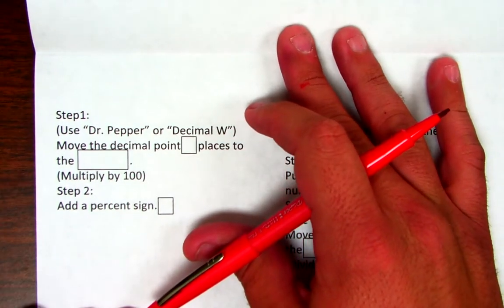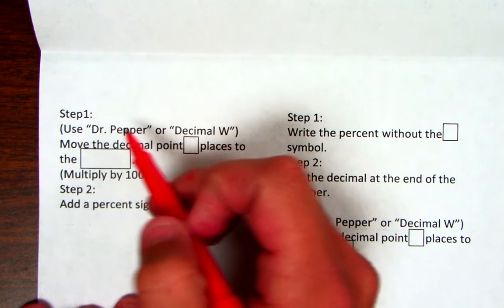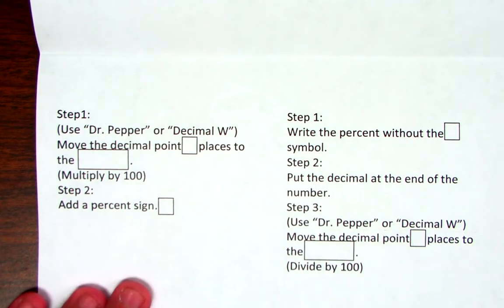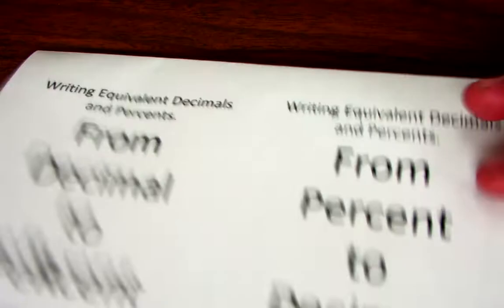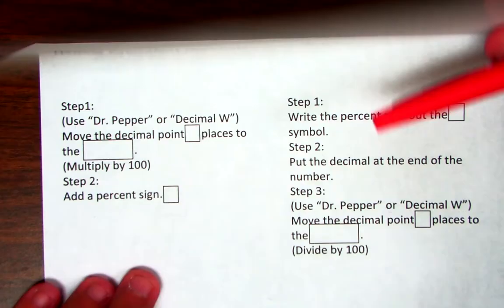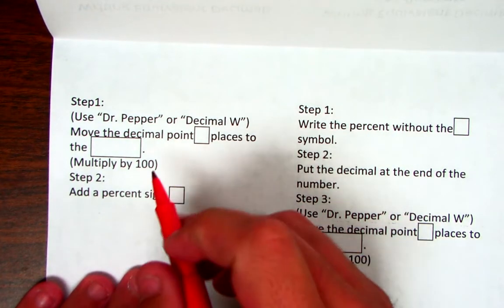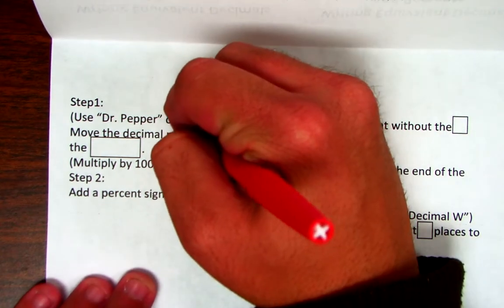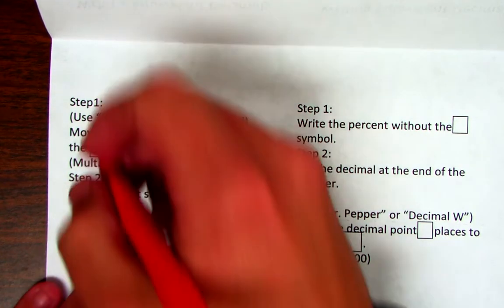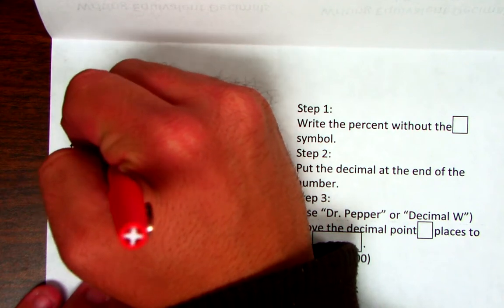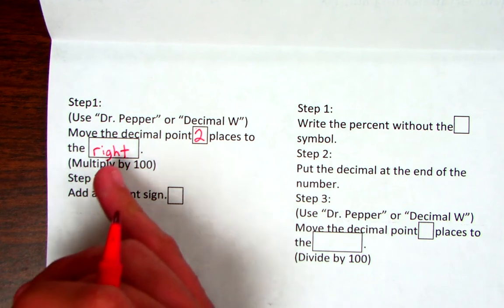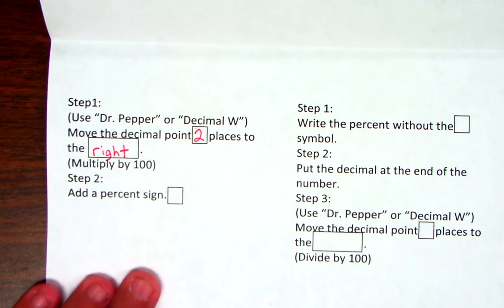Now, step one, we're going to use something called Dr. Pepper or decimal W, which means if you are going from a decimal to a percent, you move the decimal point 2 places to the right. If you don't understand moving the decimal, then just take your decimal and multiply it by 100. Step 2 is you just add a percent sign.